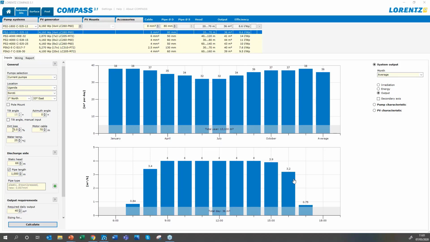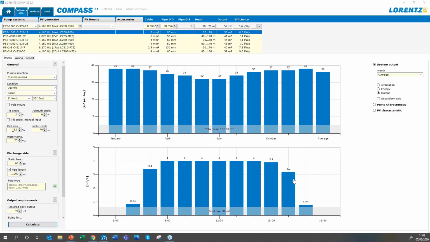So if we have very, very dirty, dusty conditions, we might want to go up to 10 or even 15% losses. If we know that the panels in this area typically stay quite clean because it's not a dusty environment or there is fairly regular rain, then 5% is a good number to use. So this is all about a little bit of local understanding.